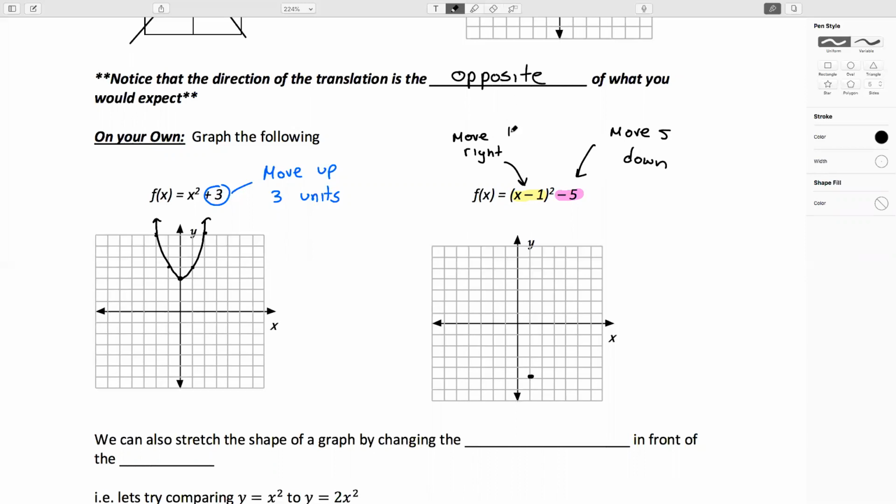But there's no stretch. There's no number in front of x squared. So it's over 1 up 1, over 2 up 4. And the parabola looks like this.